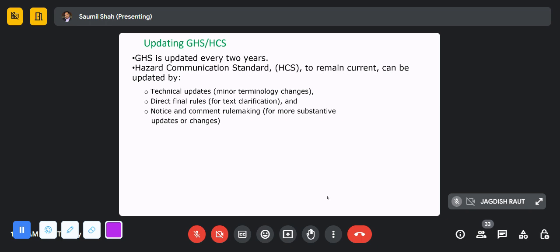The Hazard Communication Standard, to remain current, can be updated by technical updates, minor terminology changes, direct final rules, and notice and comment rulemaking for more substantive updates or changes. So if any technical updates are received, it is also required to update the GHS standard.